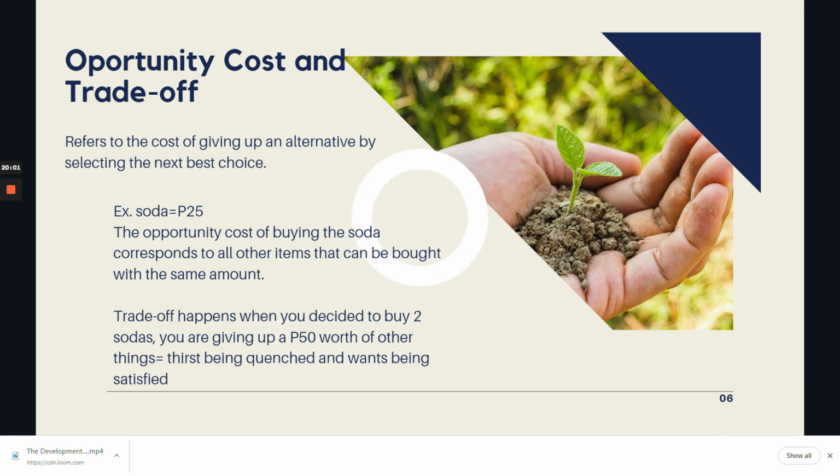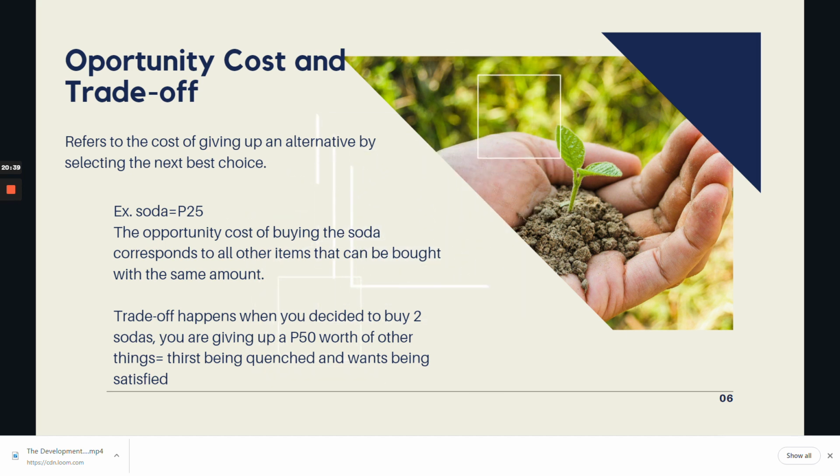When a consumer pursues to purchase two soda drinks, so kung duha imong paliton, mahimo na siyang 50 pesos, he will be giving up 50 pesos worth of other things. Diba? So, naa kay imbis kay ang 50 pesos nimo mapalit og bugas, but you decided to buy soft drinks, so your opportunity cost is 50 and you have given up the 50 pesos worth of rice. So mo na siya opportunity cost. This is what the economists call a trade-off.